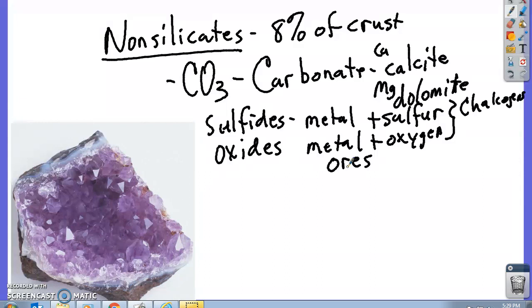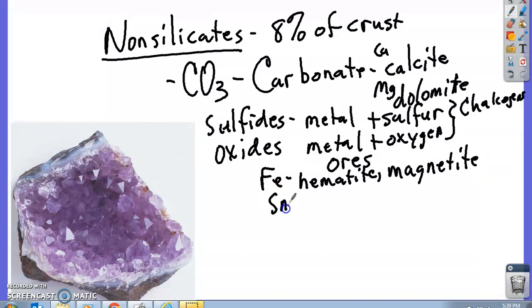With iron and oxygen, for example, you can get iron oxide. You can have hematite, which is a red mineral. Surprise, surprise, because it's kind of rusted basically. Magnetite, which is a mineral that is actually magnetic. Okay. If you mix it with tin, it is called cassiterite, which is a source of tin.